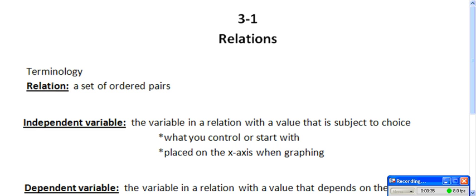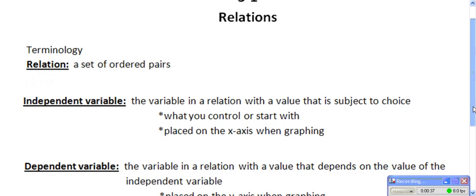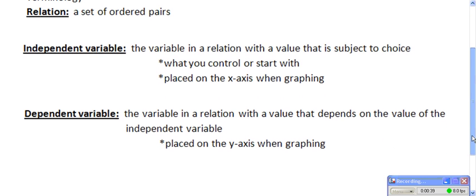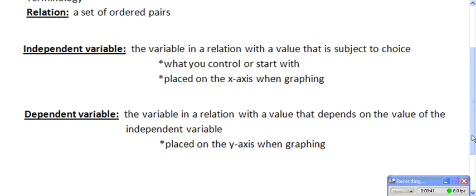Dependent variable in the relation would be something that depends upon your independent variable. This is what you do not have control of. This would be the second term in the ordered pair, so your y value. So therefore, when you graph, this would be placed on your y-axis.